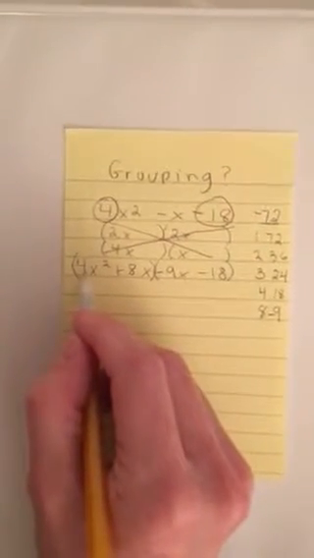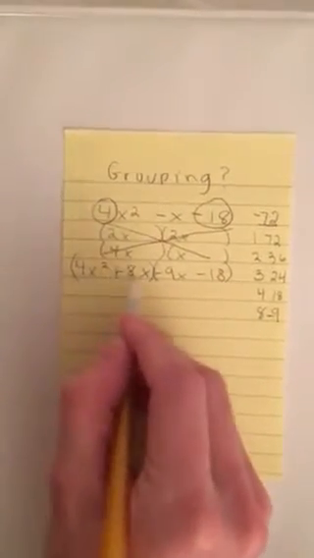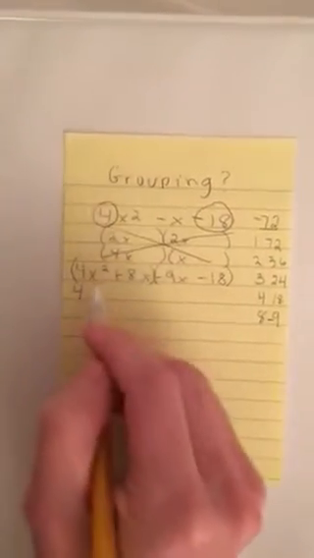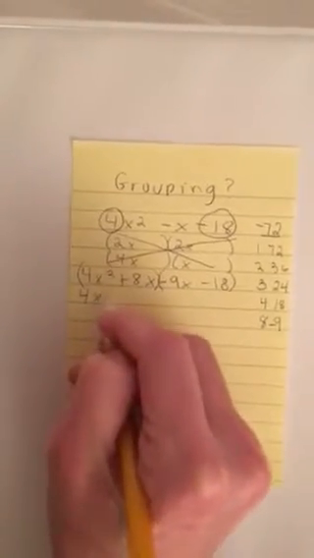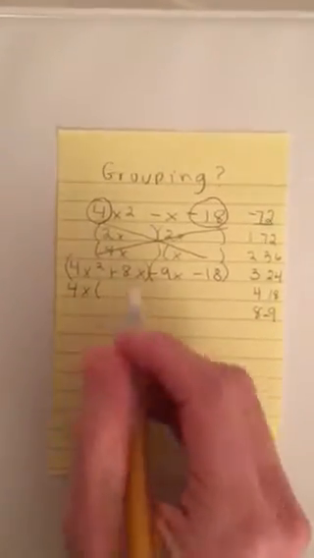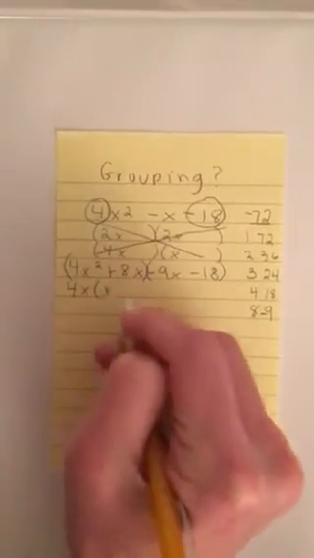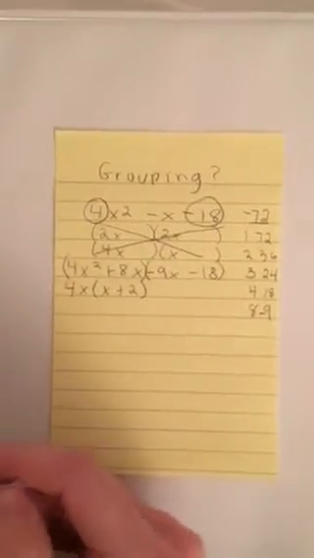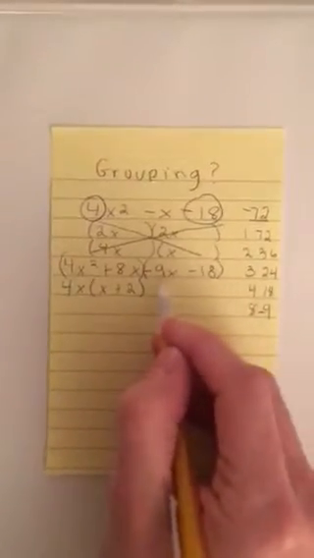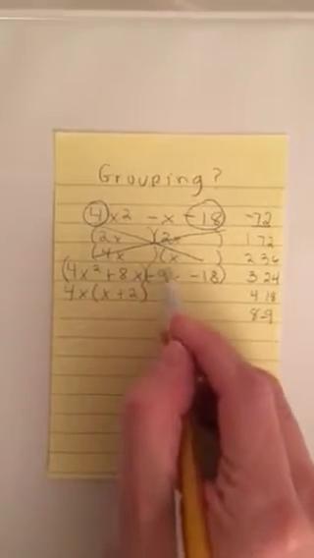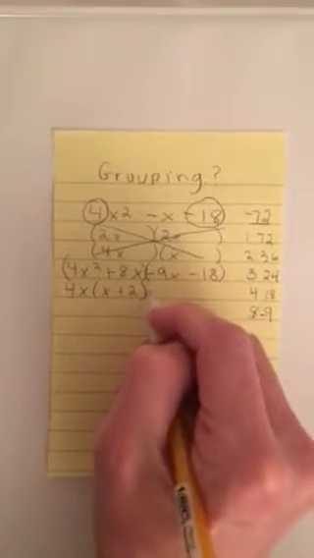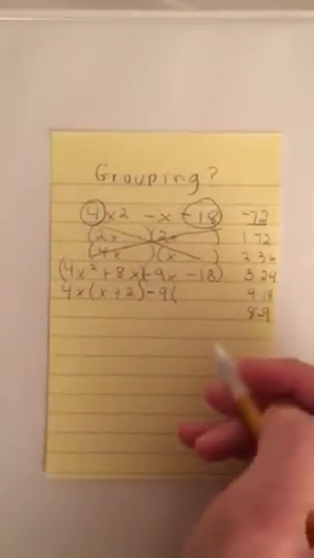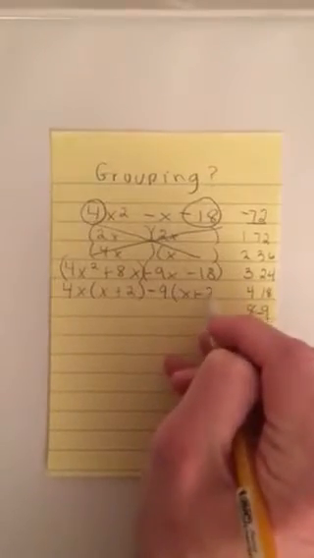So let's see, what number goes into 4 and 8? 4 is the GCF on that. And here there's an x as a greatest common factor. 4x times x would give me 4x squared. 4x times 2 would give me 8x. And remember, whenever I'm looking at an expression with a leading coefficient that is negative, I am going to pull out that negative. So -9 is my GCF, and I'm left with an x plus 2.